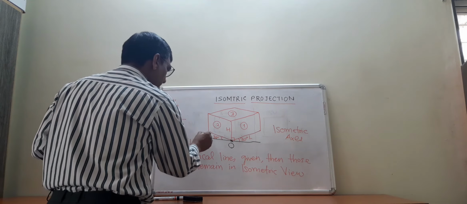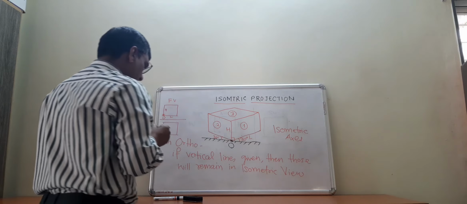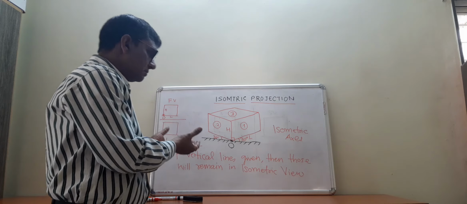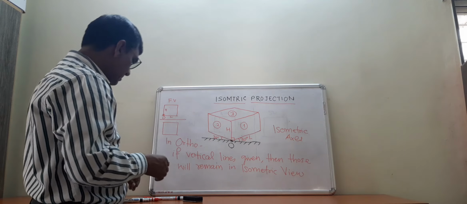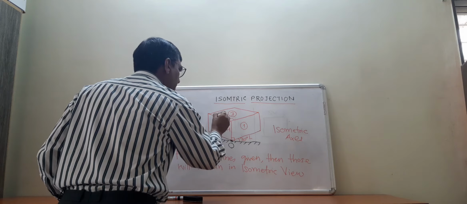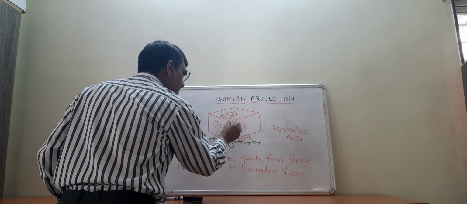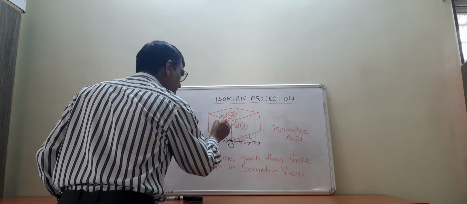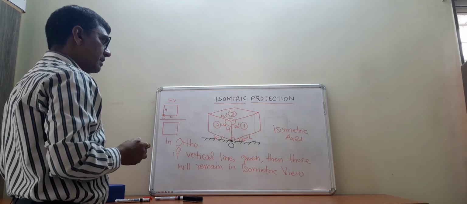Ground line, it will be represented by hatching, and here you will say, how come it is 30 degree, why not 45 degree? So the answer for that is, when we say that the angle made by these two lines is 120 degree, the angle made by these two lines is also 120 degree, and the angle made by these two lines is also 120 degree. So in total we get 360 degree.